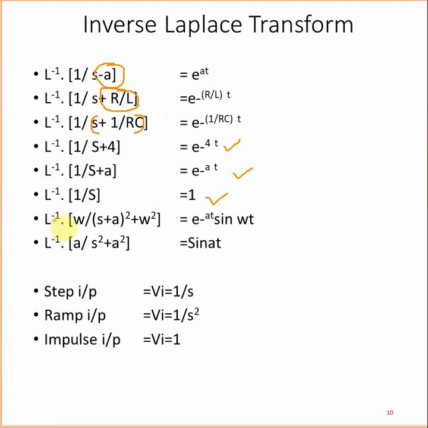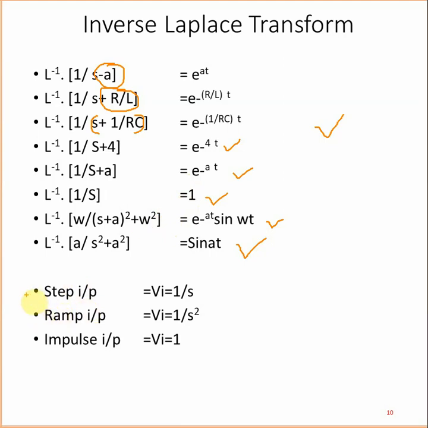The inverse Laplace transform of omega divided by s plus a whole square plus omega square, what is the answer? E power minus at into sin omega t. Then the inverse Laplace transform of a divided by s square plus a square means sin at. So previously you saw just the opposite. That's all about this. If you know these two slides, it will be easy to complete the derivation. And one more thing you need to know.